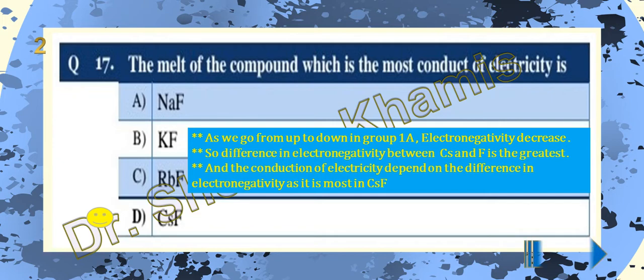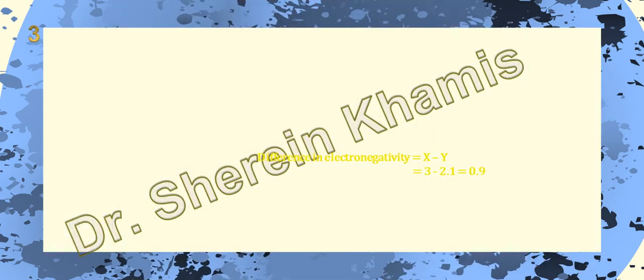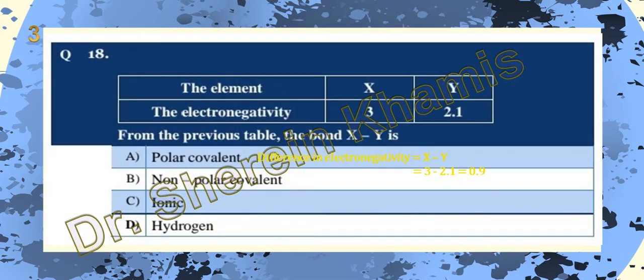Let's go to question 18, the third question of the exam. We have elements X and Y. Element X has electronegativity 3, and element Y has electronegativity 2.1. From the previous table, the bond X-Y is... we want to measure the electronegativity difference between them. The choices are polar covalent, non-polar covalent, ionic, and hydrogen. How can we calculate it? Difference in electronegativity equals X minus Y.